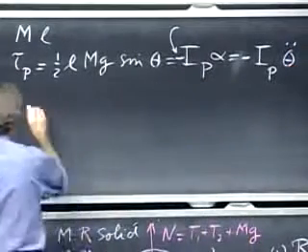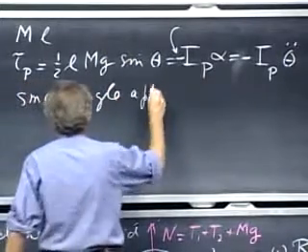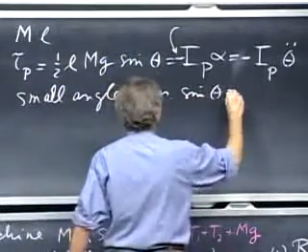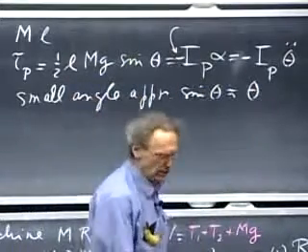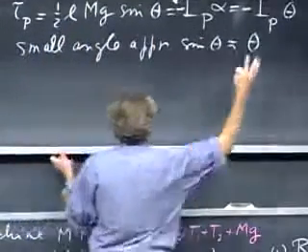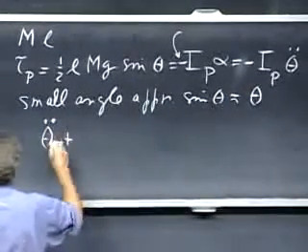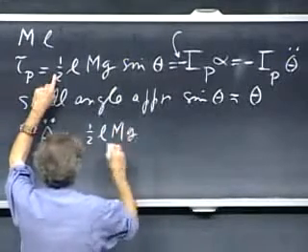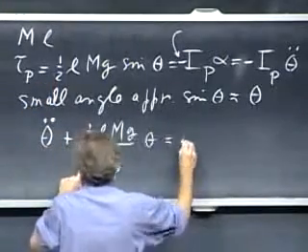Now if we take a small angle approximation, then the sine of theta is approximately theta if theta is in radians. And so I can replace now the sine of theta here by theta. And so now I find, if I bring this to the other side, theta double dot plus 1/2 L m g divided by the moment of inertia about point P times theta equals 0.